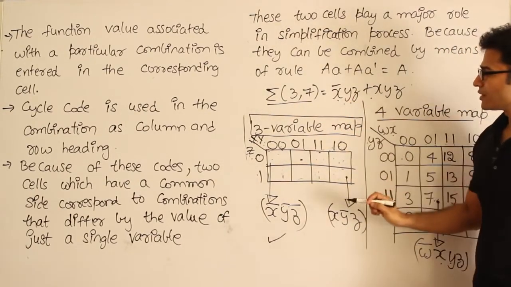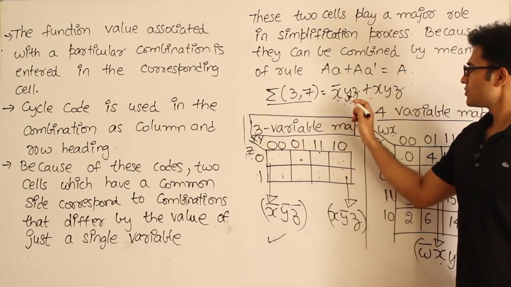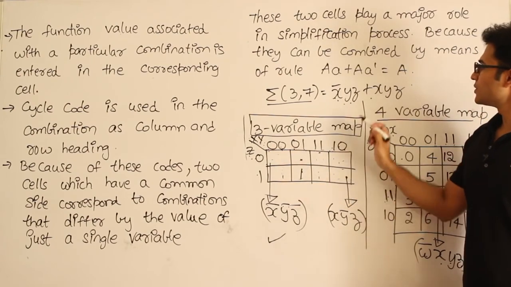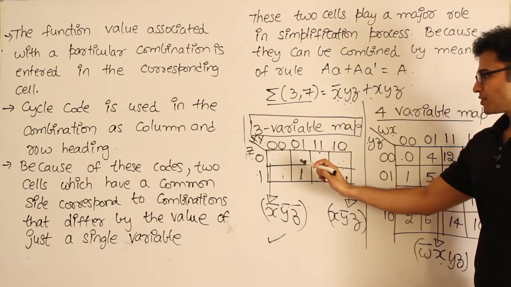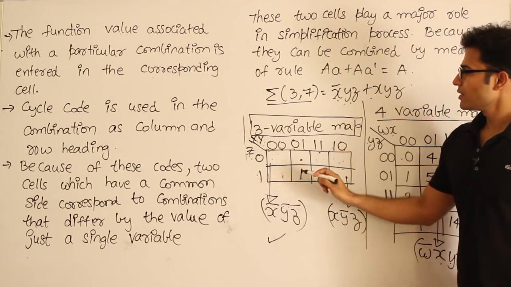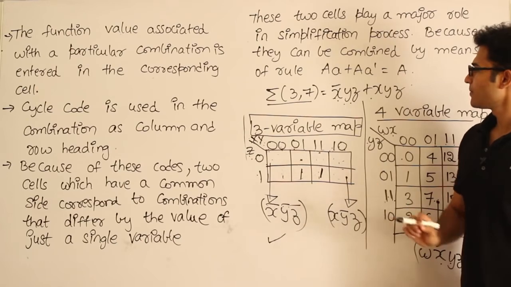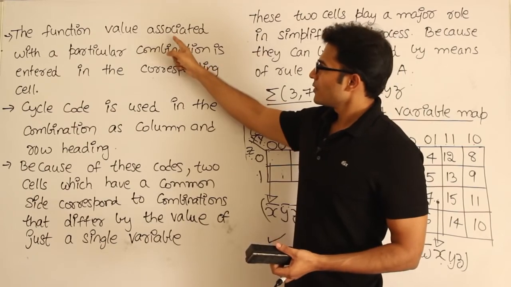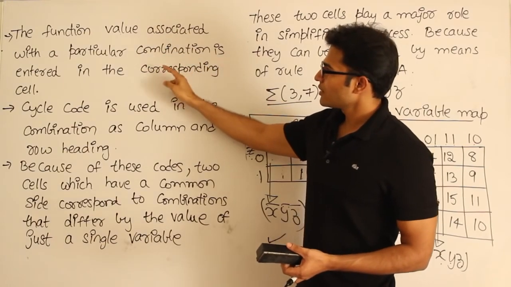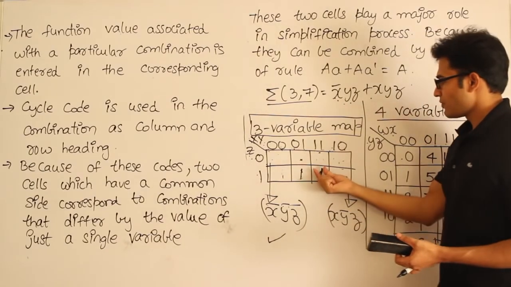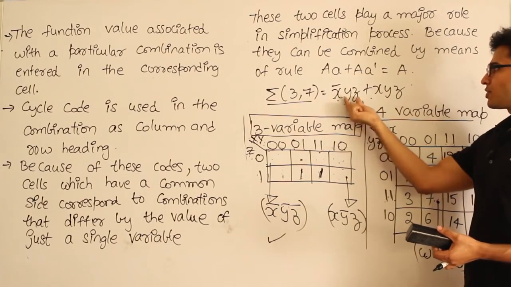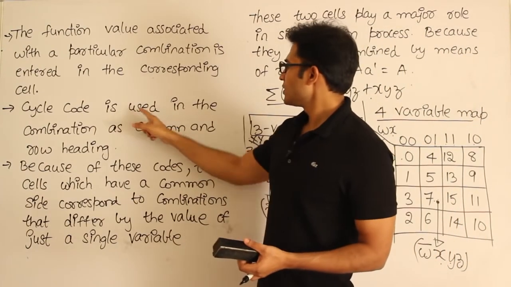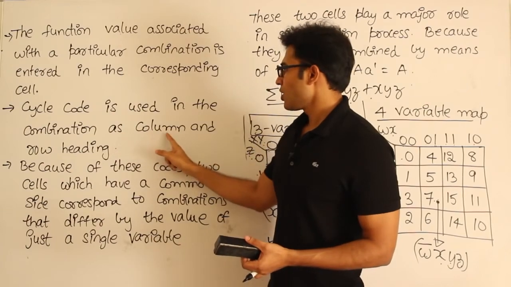Now what is x prime y z? x prime y z means 0, 1, 1. So 0, 1, 1 is this one. This is 3, and 7 is x y z. x y z means all are 1, which is nothing but this one, right? So that is how these two are represented. That is the meaning of the first point. The function value associated with a particular combination is entered in the corresponding cell, which means every function is going to have minterms, and the minterms are going to have value 1, and in that particular cell we are going to put 1. Next one is, cycle code is used in the combination as column and row heading.